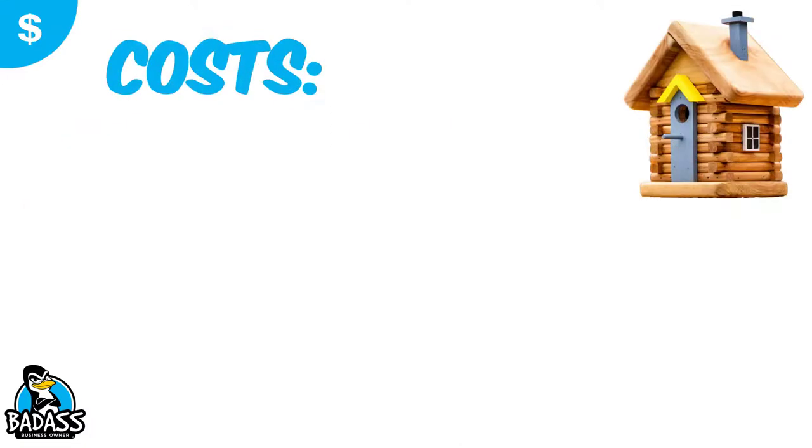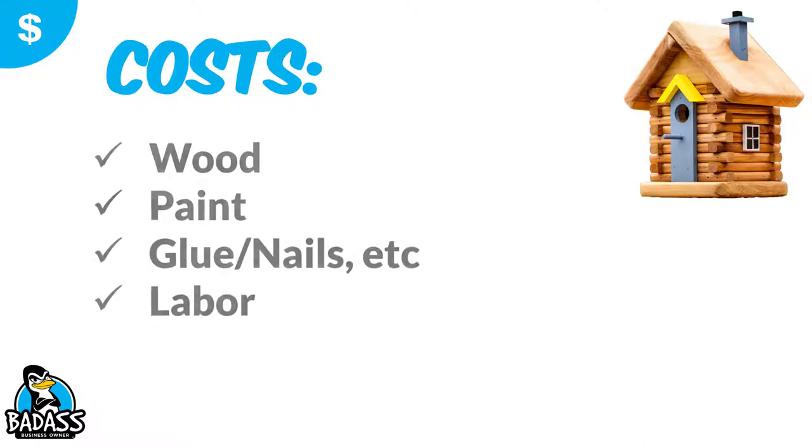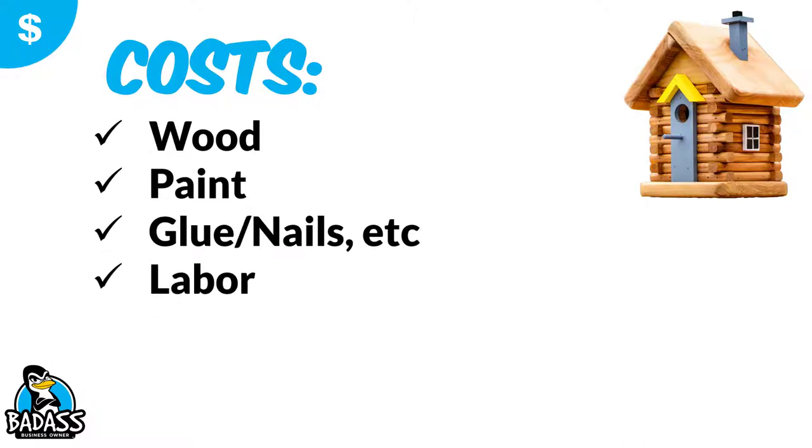So when they make those birdhouses, they're going to have costs, right? Well, they're going to have wood, paint, glue, nails, etc. And they're going to have that labor, just like we talked about. So let's just say when they make the five, they've got $25 of wood that they use, about $15 of paint, about a buck in glue, nails, etc.